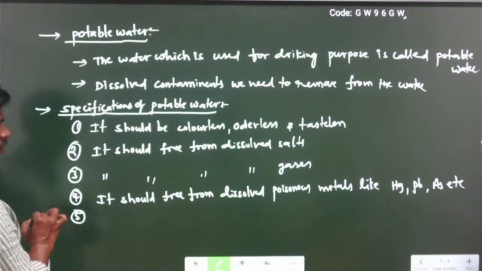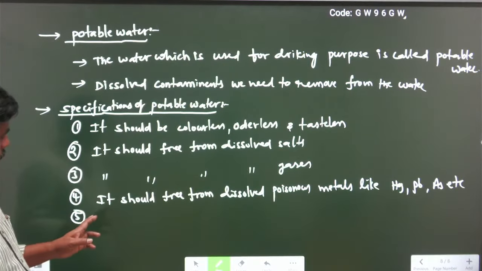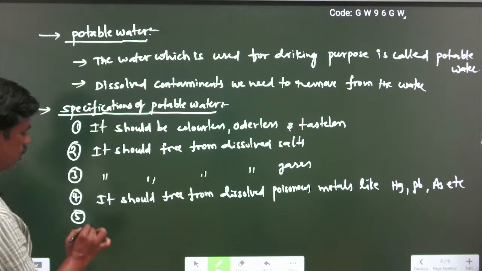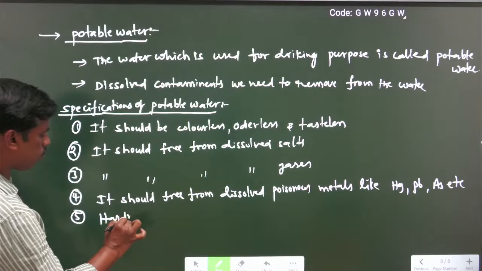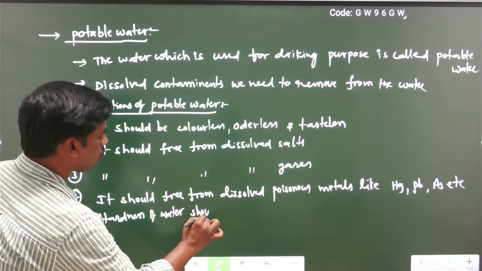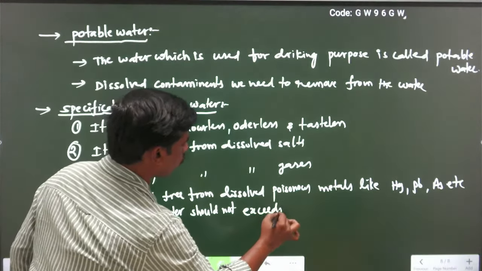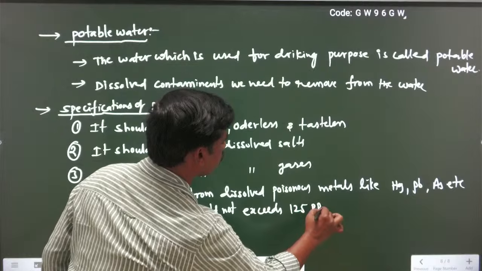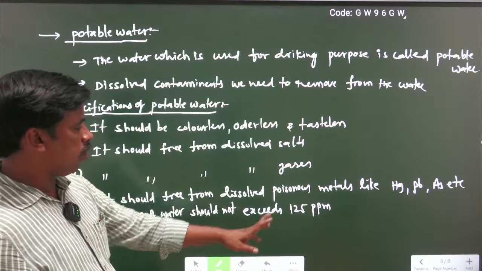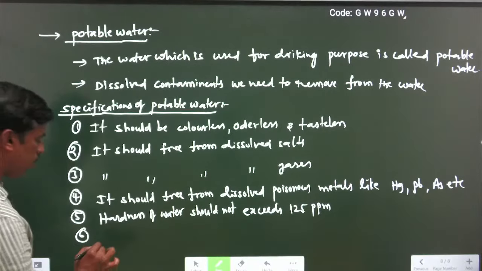And one more, here what more? The hardness of water should not exceed 125 ppm. Mostly water with hardness more than 125 ppm is not preferred, that is the quality. And sixth one, total dissolved solids, TDS.